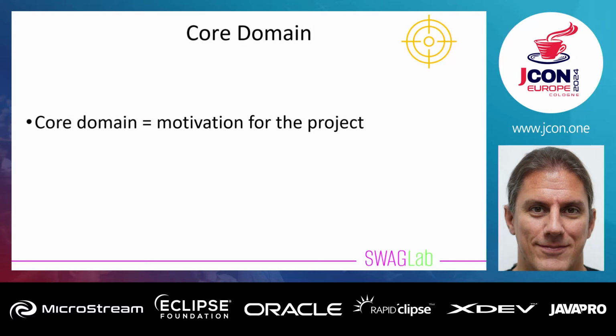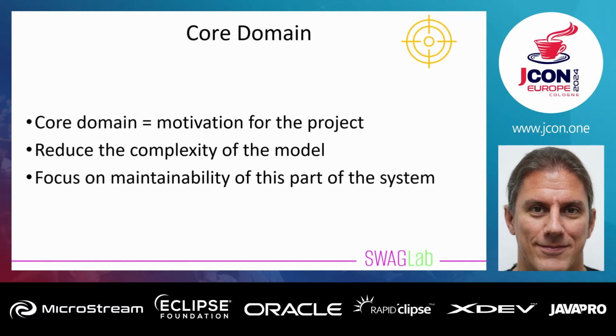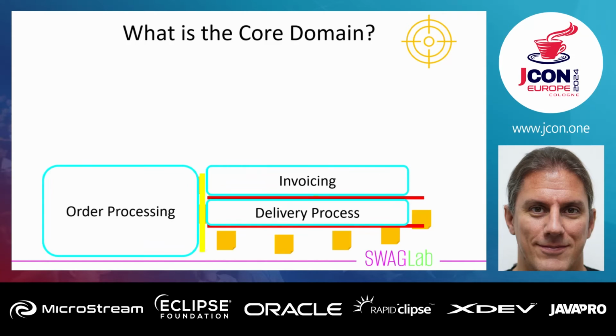So core domain, it's the motivation for the project. And for this part, we want to reduce the complexity of the model and focus on the maintainability. So basically the point is there is some part of the system that is important, and this is what we want to focus on. So we have order processing, invoicing, and delivery process. And I would like to ask you to identify the core domain. So there are 4 options: order processing, invoicing, delivery process, and the 4th option is I don't know, or I'm not sure, right?